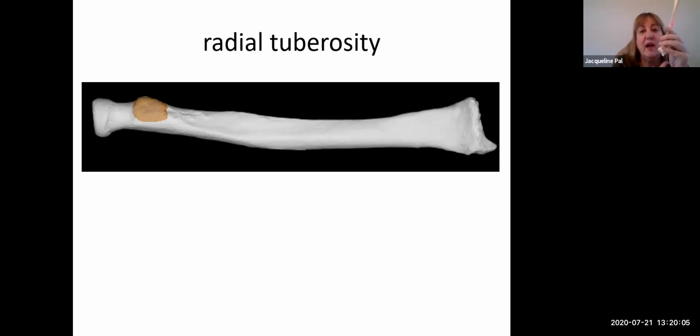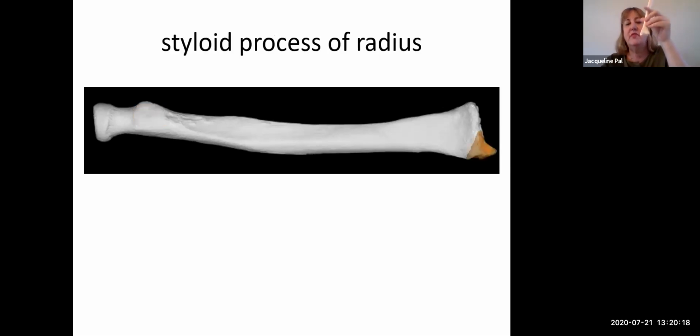And then after that, we're going to go all the way down to the distal end of the radius, where it is once again on tippy toes. So what do you think that structure is called? That's right, it's the styloid process of the radius. So don't forget that the radius is lateral, and the ulna is medial.